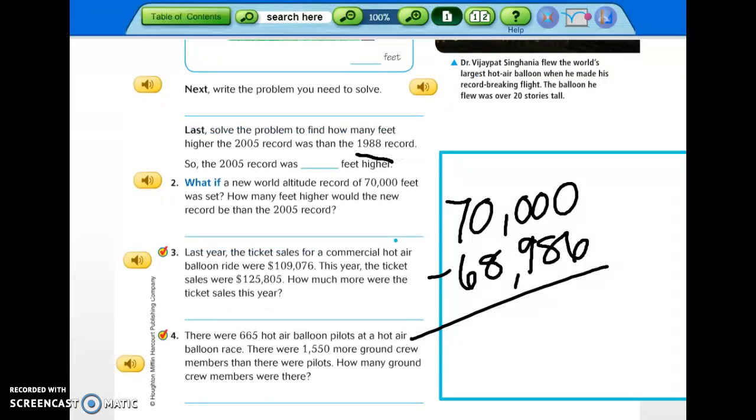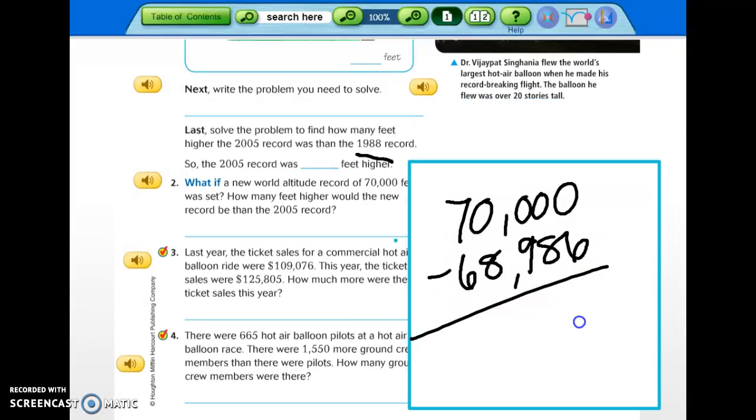Okay. So 0 minus 6. Can't do it. Got to make that a 10. Okay. So I make that a 10. And I look. I have 7,000. So I'm going to start all the way over at the 7 and cross this out. 1 less than 7 is 6. And because these are all zeros, I'm going to make them 9. So 9, 9, 9. 1 less than 7,000 is 6,999.